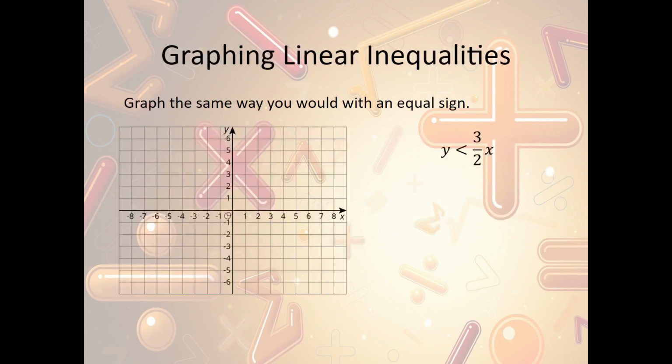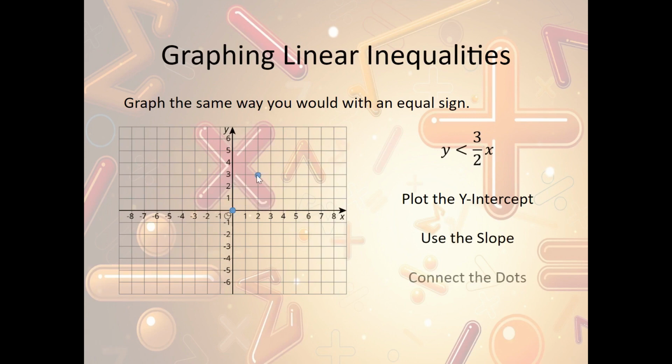So how does that apply to our inequalities? Well, when we graph these, we have y is less than 3/2 x. So we're going to plot the y-intercept first. Notice there is none listed here, so our y-intercept is 0. So I'm going to go here to 0 and plot my point. And my slope is 3/2, so I'm going to go up 3, to the right 2, and plot my point.